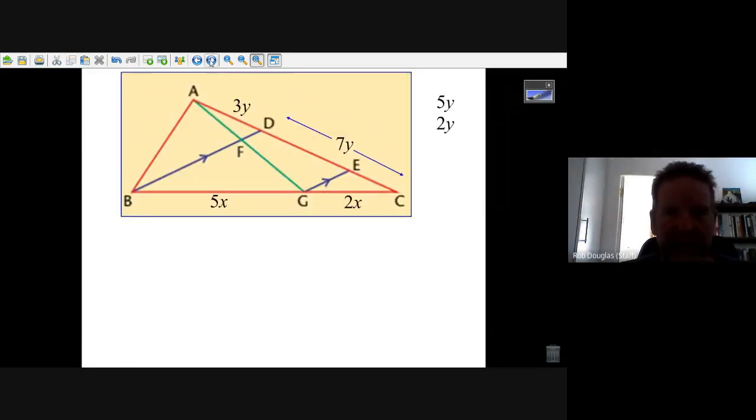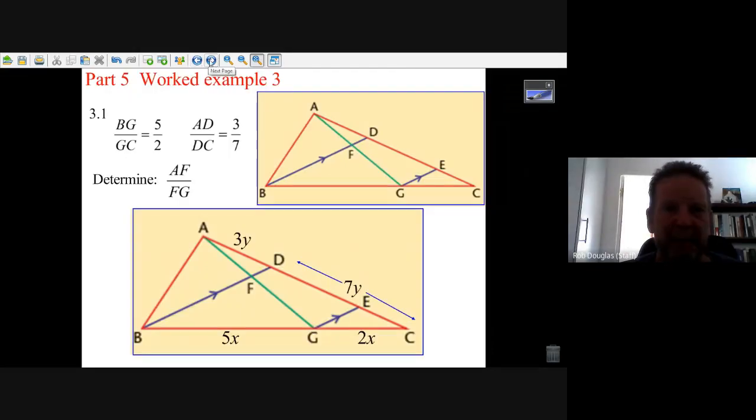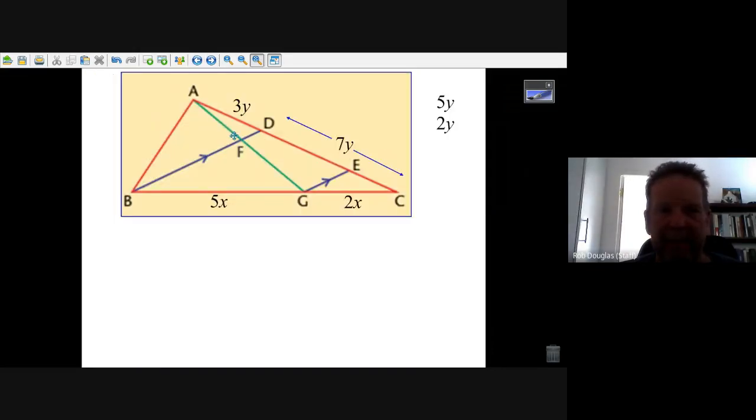Let's take a look at the next part here. Let's get some strategy. What are they asking for? We're supposed to find AF over FG. Well, if we could figure out what was going on in this triangle, if we knew what this piece was, then there's a parallel line going across. We could use the proportionality theorem to get the ratio. But we've got to get at this somehow.